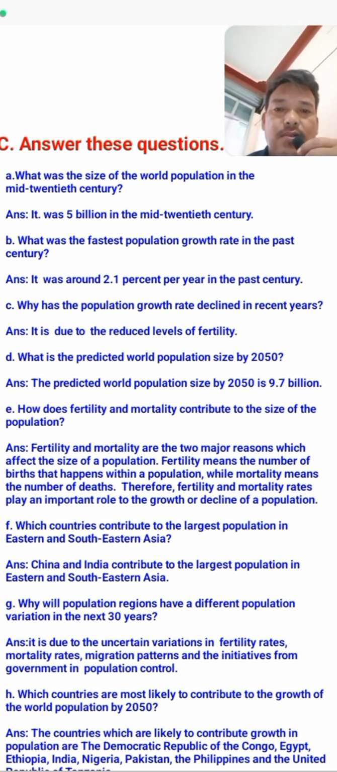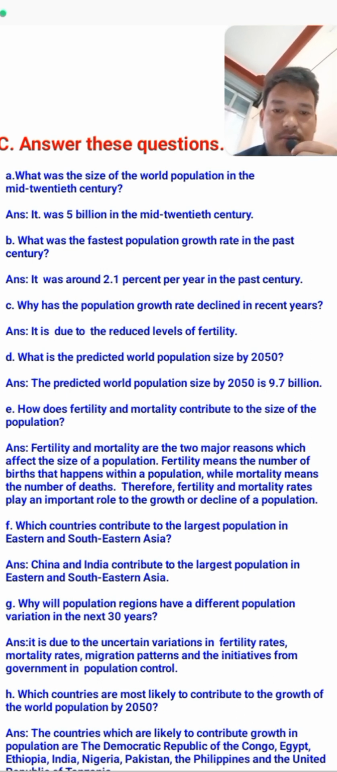And E number, how do fertility and mortality contribute to the size of the population? Students, there are two major factors. Fertility and mortality are the two major factors which mostly affect the growth rate and the size of the population. Here is the answer I have written. And F number is, which countries contribute the larger population in Eastern and Southern Asia? China and secondly India are the two countries which contribute to the largest population in Eastern and Southern Asia.